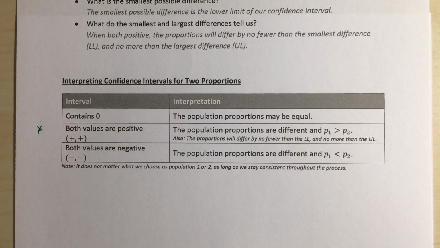If our interval contains 0, the population proportions might be equal. If both values are positive, P1 is greater than P2. If both values are negative, then P1 is less than P2. There's a little note down at the bottom here. It doesn't matter what we choose as population 1 or population 2. We just want to make sure that we stay consistent with that when we are going through our process.